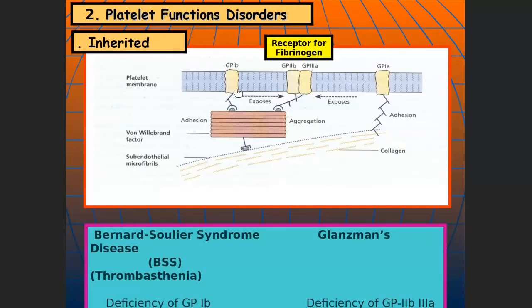Okay, this is glycoprotein 1b on the surface of platelet. It is the receptor for von Willebrand factor and platelet adhesion. It is defective in Bernard-Soulier syndrome. This is glycoprotein 2b3a, the receptor for fibrinogen. It is defective in thrombasthenia. Okay, so we have defective platelet adhesion.